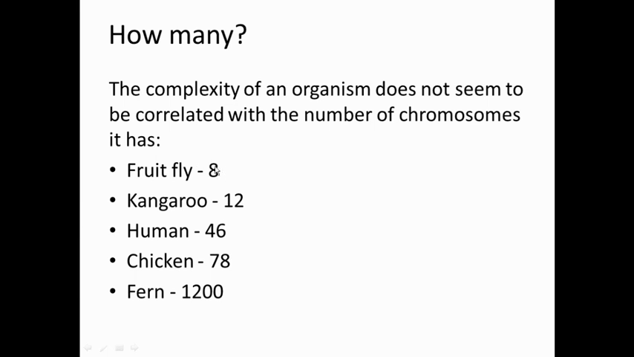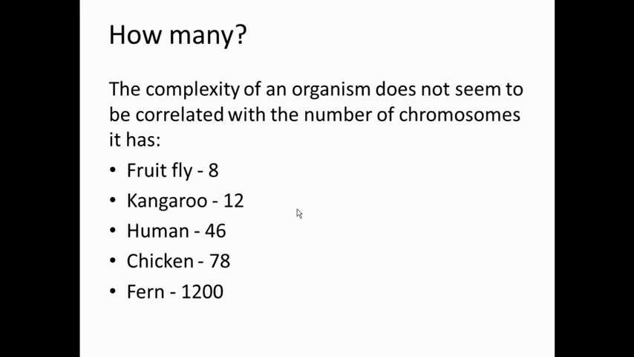If you look at the list, a fruit fly, tiny. I don't know if you've ever experienced them, if you've left a piece of fruit out on the side. They've only got 8 chromosomes. But a kangaroo, much bigger and just as complex really, they've only got 12 chromosomes in each of their body cells. But then if you think about a chicken, 78. And then a fern, which is a plant, they've got 1,200 chromosomes in every single one of their cells. So I want you to have a think about what you have noticed about those numbers. Maybe you've noticed they're all even numbers.